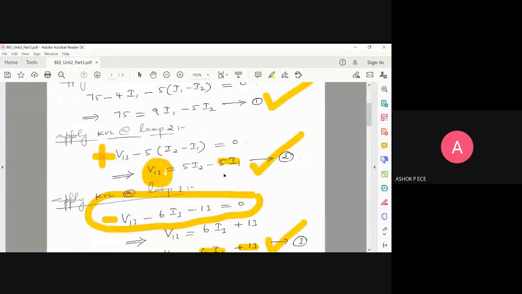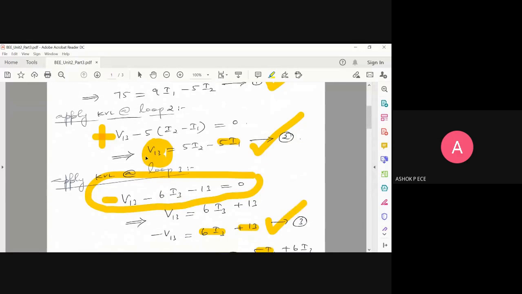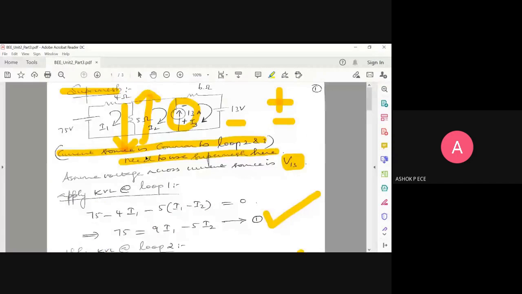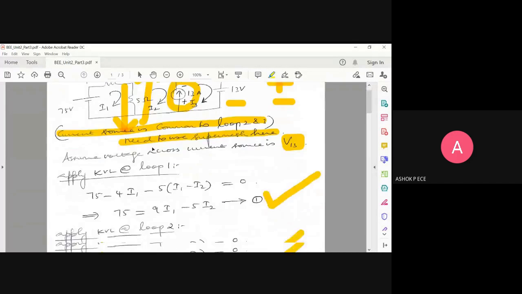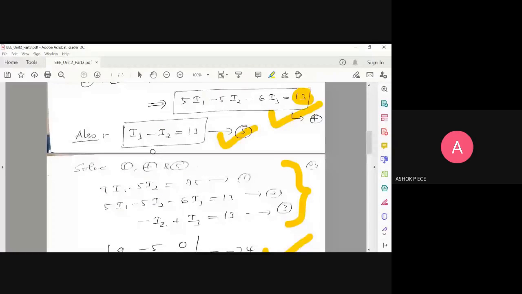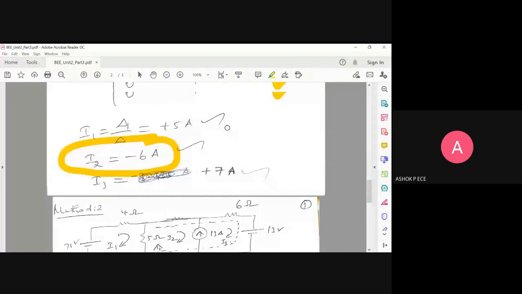And our goal is to eliminate V13 because V13 is an unknown constant. So I'm going to eliminate V13 using equation 2 and 3. So you get the second equation. For the third equation, you have to use the current loop. Current source 13 amperes. So 3 equations, 3 unknowns. Solve and get the answer for I1, I2, and I3. Anybody is having doubt?